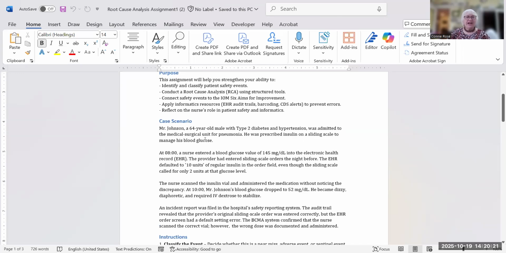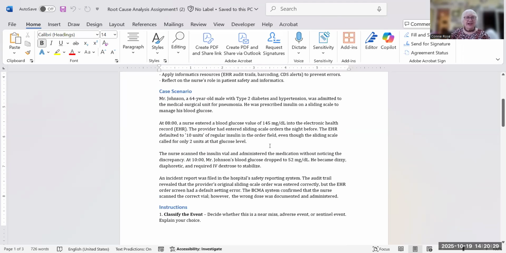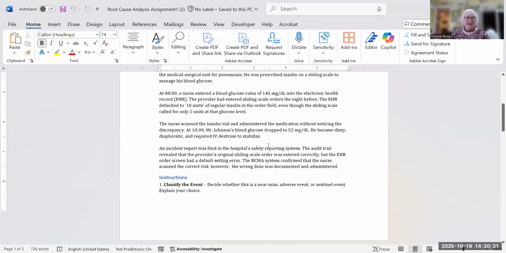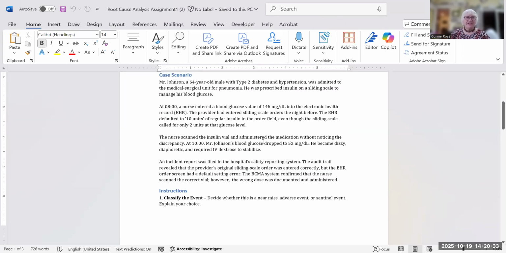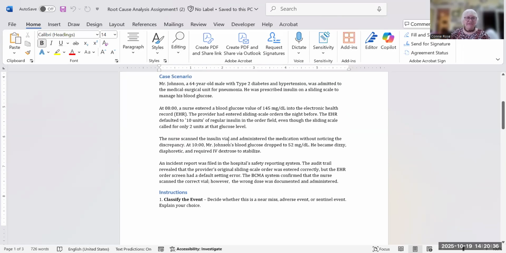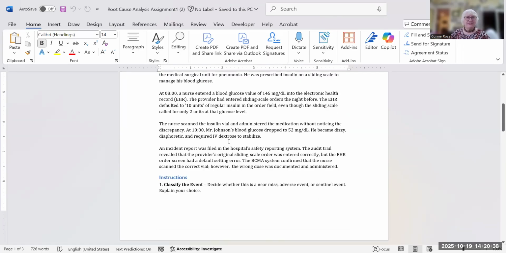And the case scenario is Mr. Johnson, who's a 64-year-old male with type 2 diabetes and hypertension. So you go through the case study here and you find out that Mr. Johnson was given the wrong dose of insulin. And so you need to figure out what caused that.